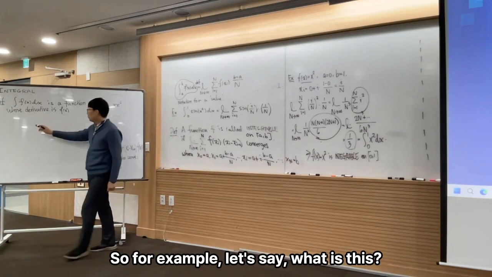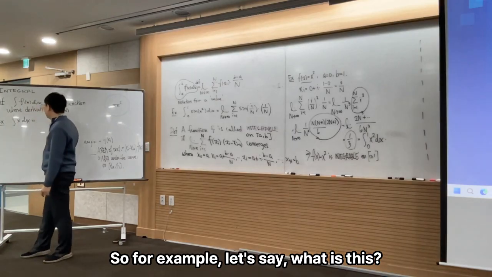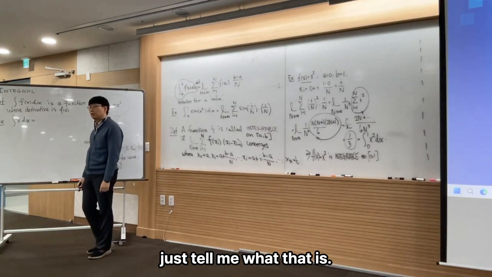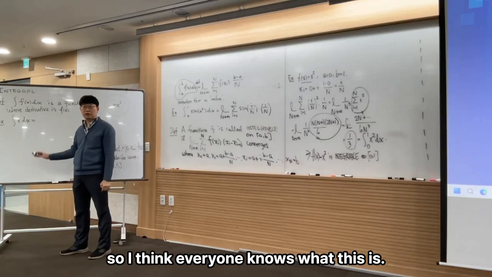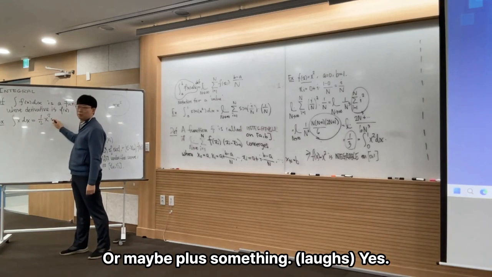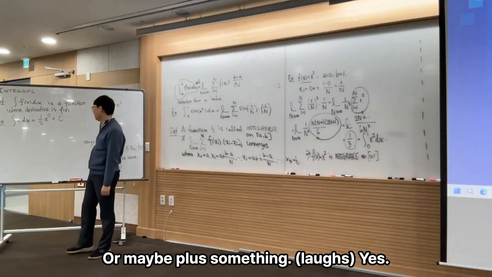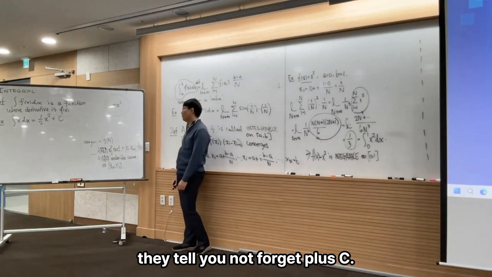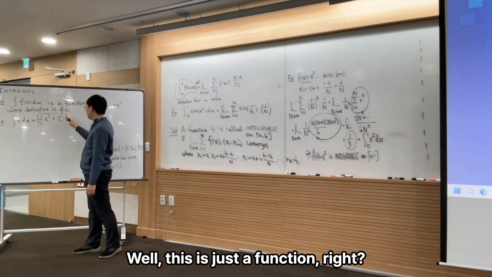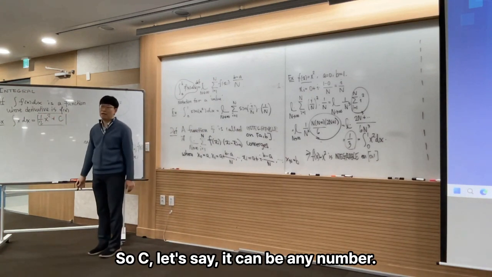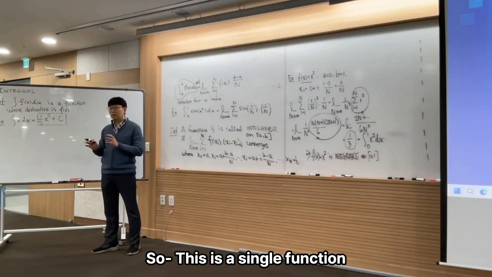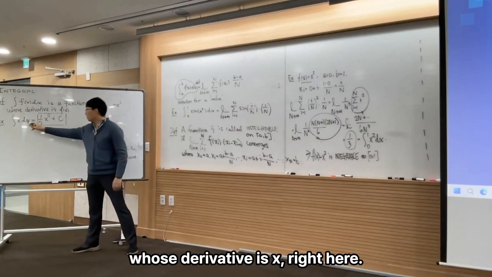So for example, what is this? Everyone knows that. Just tell me what that is. Because no one raised their hands, I think everyone knows. What is it, Sandra? Yes, maybe plus something. Every time they tell you not to forget plus c. So what does this mean? Well, this is just a function, right? c can be any number, but it's a constant. So this is a single function whose derivative is x right here.